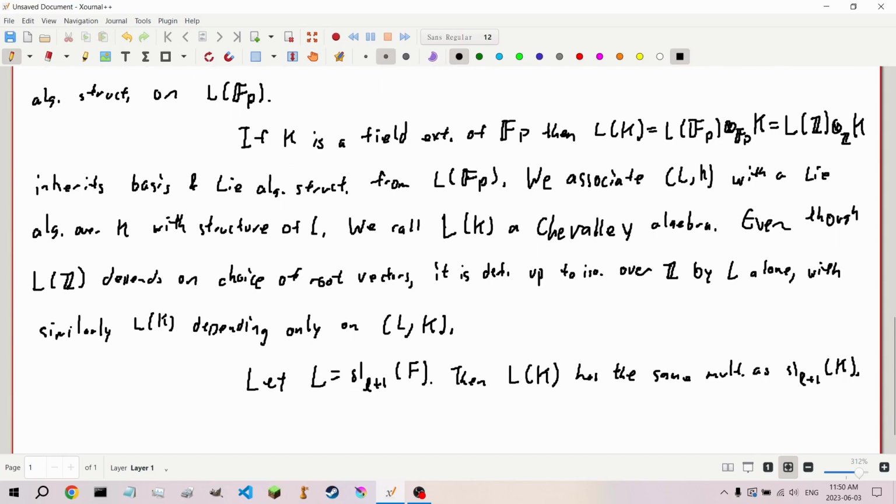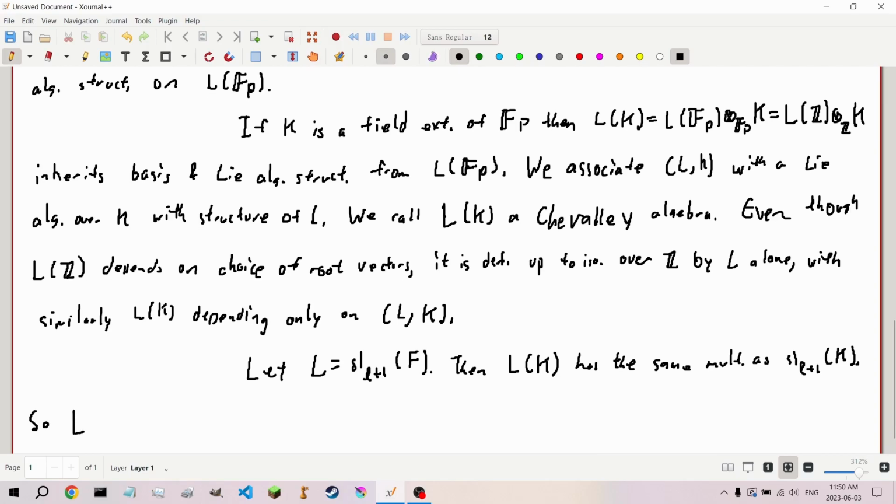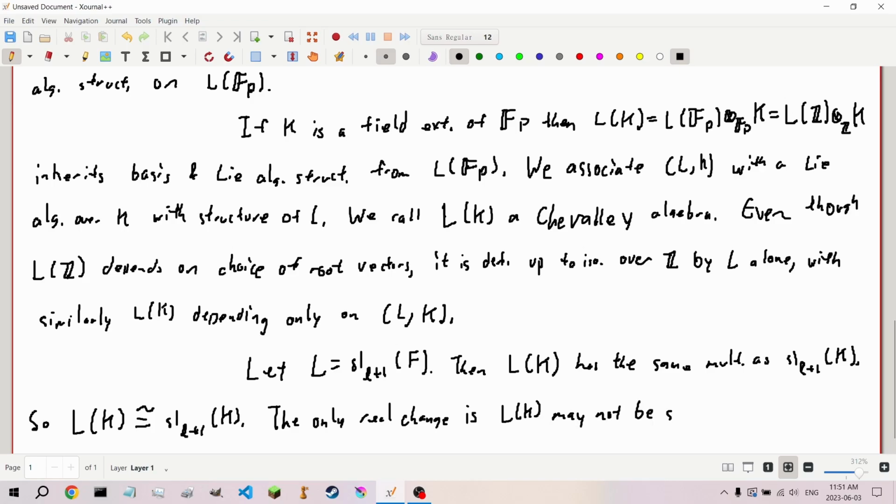We also do the standard basis, of course. So we have that L of K is isomorphic to SL of L plus 1 of K. The only real change is that LK may not be simple.